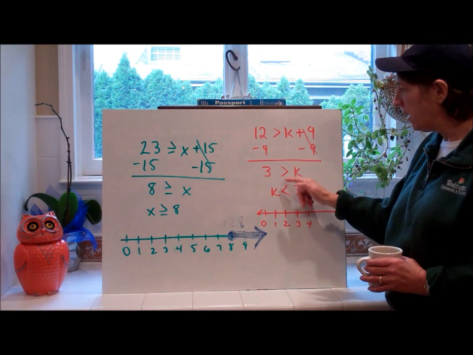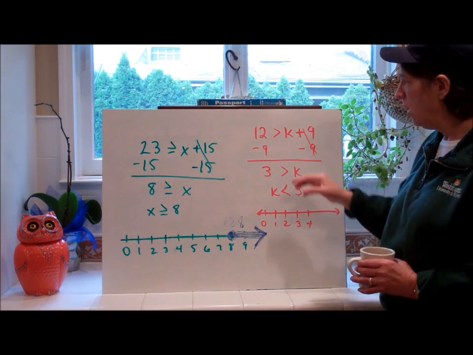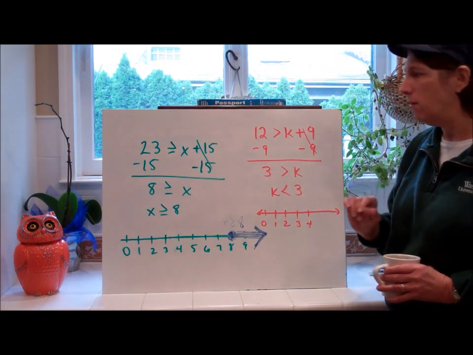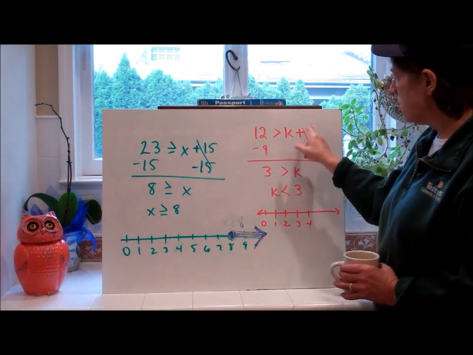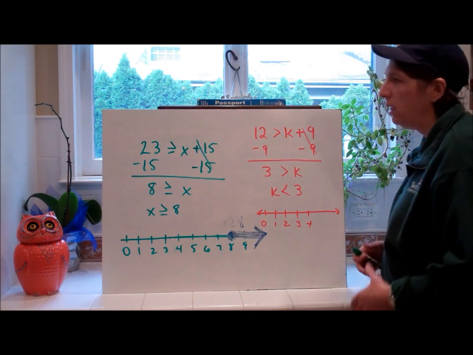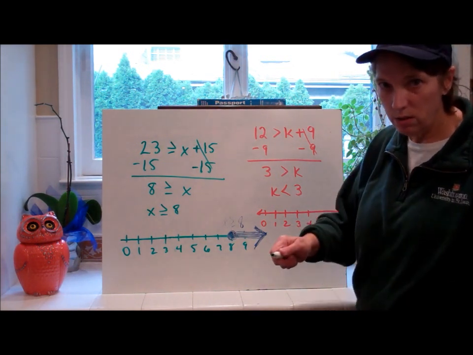Some students make a mistake and just go k is greater than 3. No. You go up here, 3 plus 9 is 12. It's not equal to it, we have a problem. So that is not true. So the answer can't be equal to 3, right?